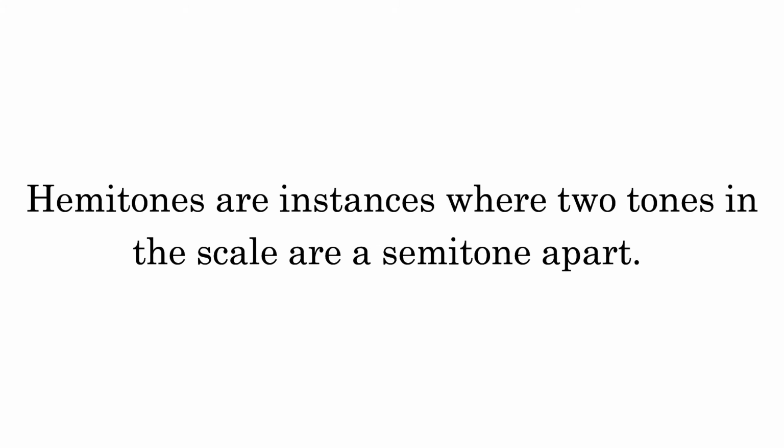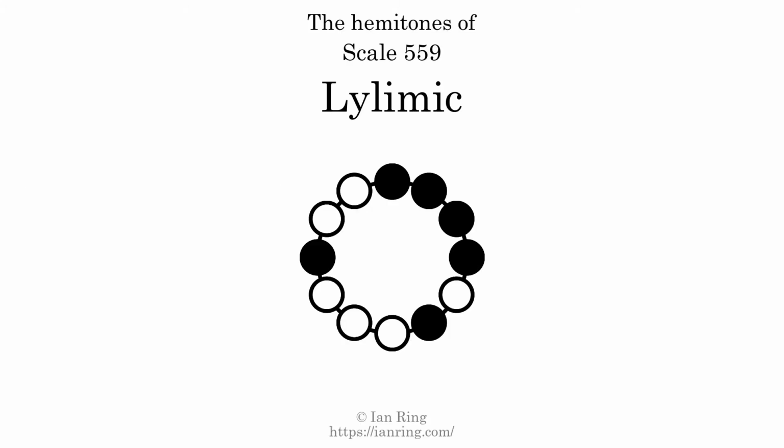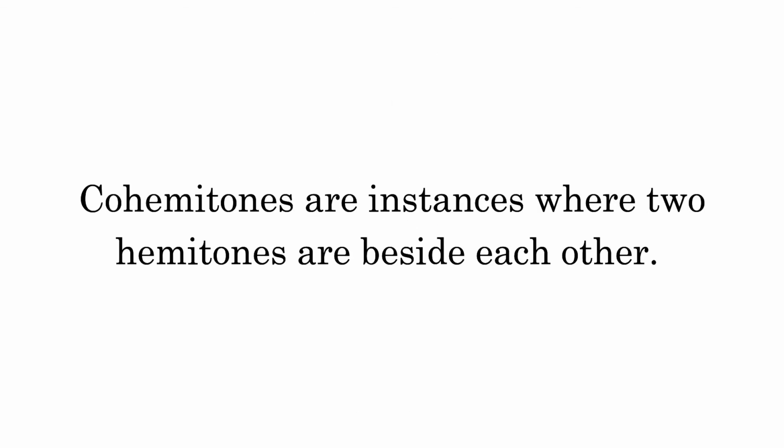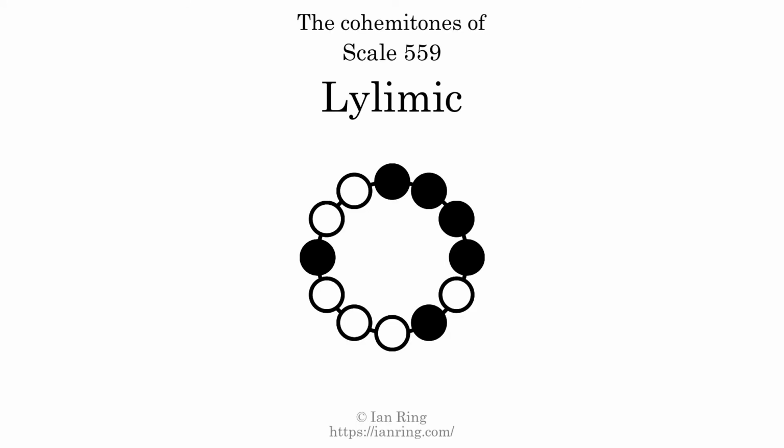Hemitones are instances where 2 tones in the scale are a semitone apart. This scale has 3 hemitones. They are at positions here, here, and here. Cohemitones are instances where 2 hemitones are beside each other. This scale has 2 cohemitones. They are at positions here and here.